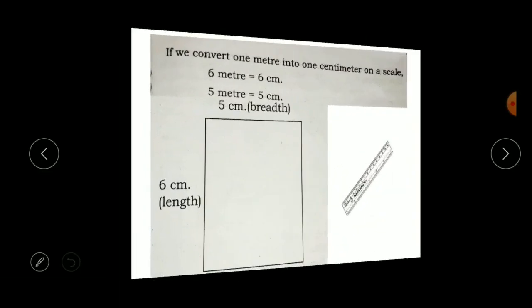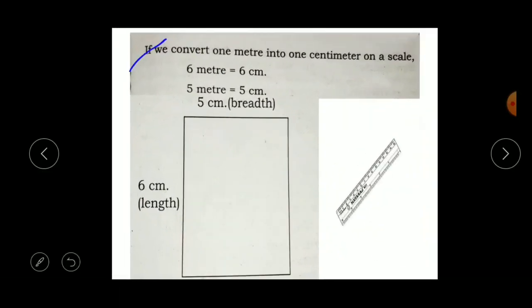Okay, so here if we convert 1 meter into 1 centimeter on a scale, first, to sketch these measurements on the sheet of paper, we have to convert that meter into centimeter. Okay, here can you see the scale? Our scale has centimeters. Yes, so first we have to convert 1 meter into 1 centimeter. Means see here, 6 meter is equal to 6 centimeter, 5 meter is equal to 5 centimeter. Okay, so as I told you, what is the length here?